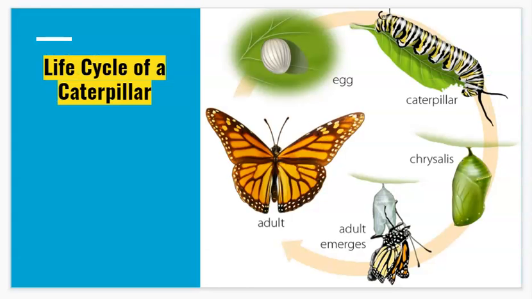Let's talk about the life cycle. We've talked about how a caterpillar starts off as an egg, then it grows into a caterpillar where it eats and eats and eats. Then it slows down and it forms a chrysalis with its spinneret. Then the adult emerges from the chrysalis, and that's where we are today, and then we actually have the adult butterfly.